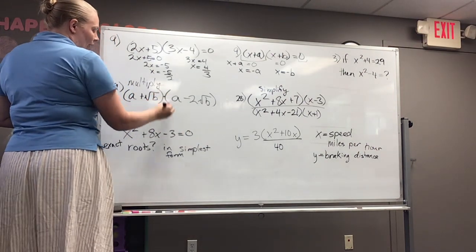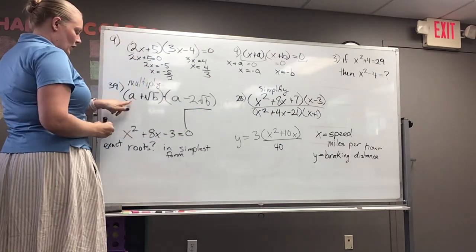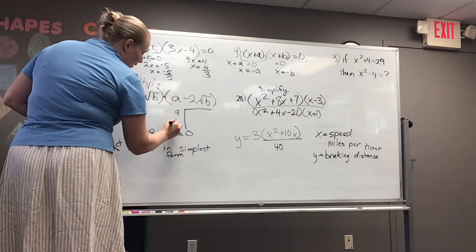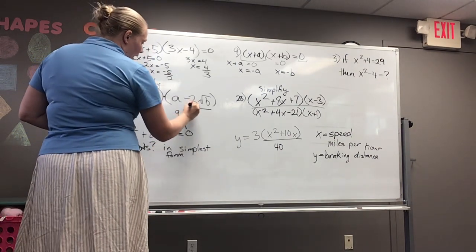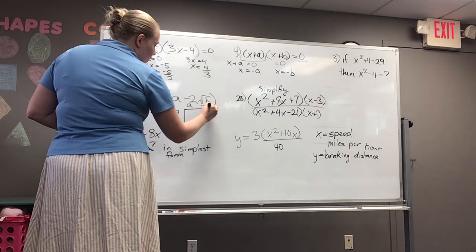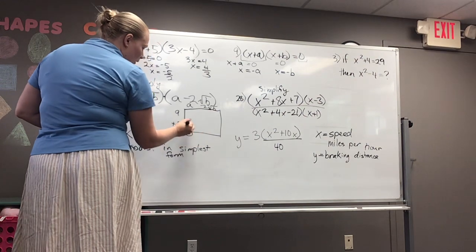Remember, if we're multiplying, that is one length by another length. One of these lengths is a plus the square root of b. Another one of the lengths is a minus 2 square roots of b. I apologize, my handwriting's getting a little crowded.